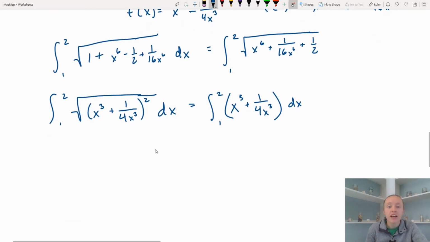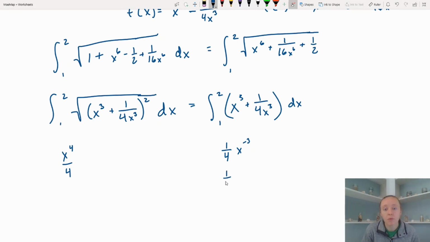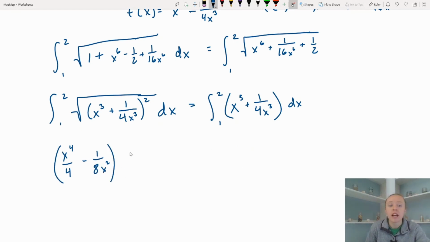So doing that quickly, x cubed when integrated becomes x to the 4th over 4, and then integrating 1 over 4x cubed, that's like integrating 1/4 times x to the -3. So adding 1 to that exponent will give me a -2, and then dividing by a -2, that's going to be 1/4 times x to the -2 all over -2, which I'll be subtracting 1 over 8x squared. And I'll evaluate this from 1 to 2.